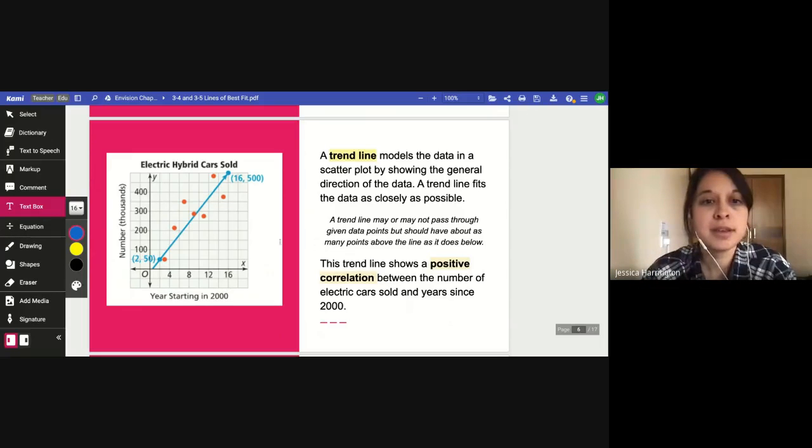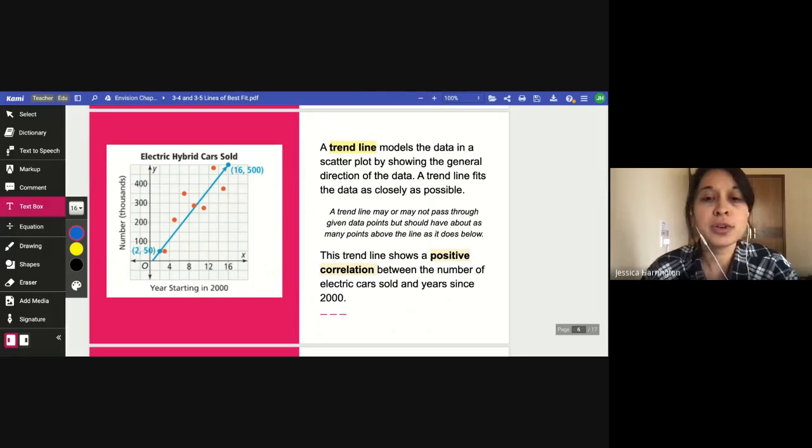We've talked about this. And so this one, it says electric hybrid cars sold. So years since 2000. So this would be like 2000, 2004, 2008. So as the number of years increases, right? Like the bigger the year, the more cars that are sold, because this is the number in thousands of cars sold. So for example, here in 2002, this says that 50,000 cars were sold, right? So this has a positive association. And another word you could use for this is positive correlation, right? Because it's positively correlated that the more years that have passed since 2000, the more cars have been sold.